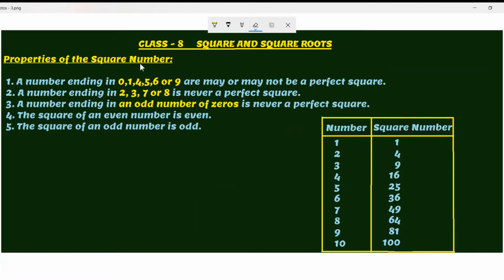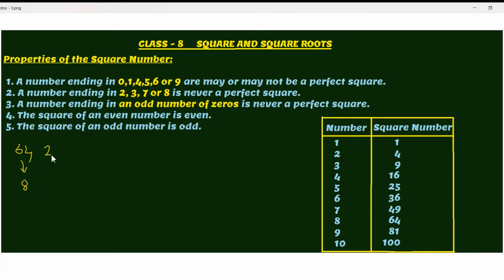Properties of square numbers. There are 5 properties. First one is, if the number ends with any one of these digits, then we can say it may or may not be a perfect square number. For example, I will write here, we know already 64 is the square of 8.